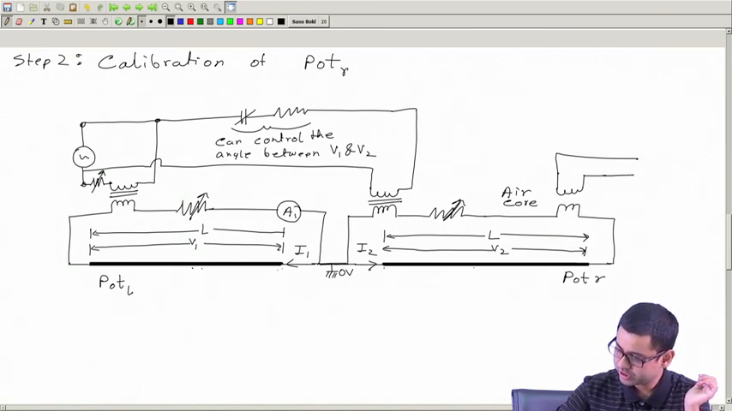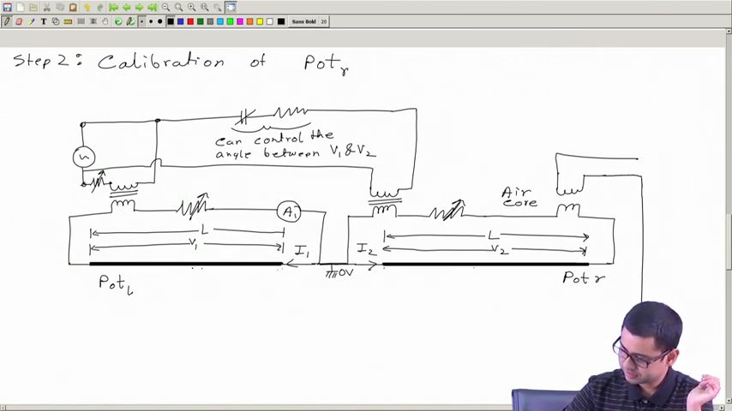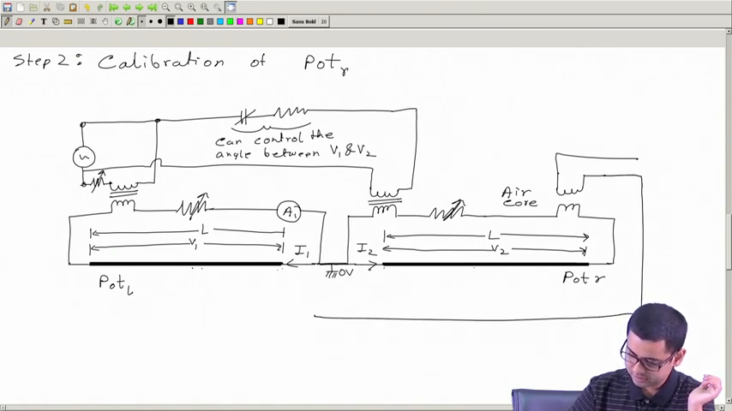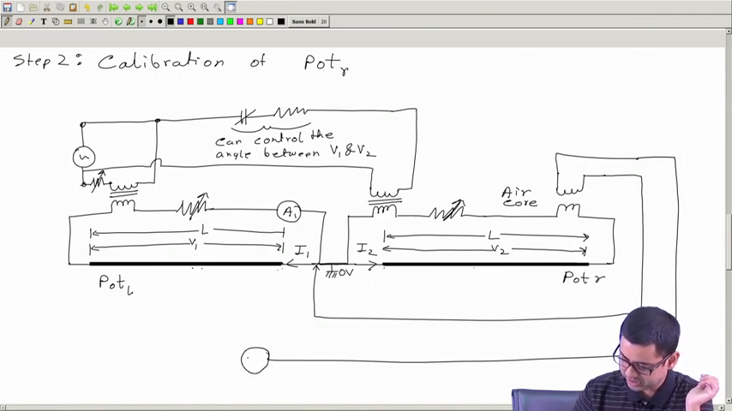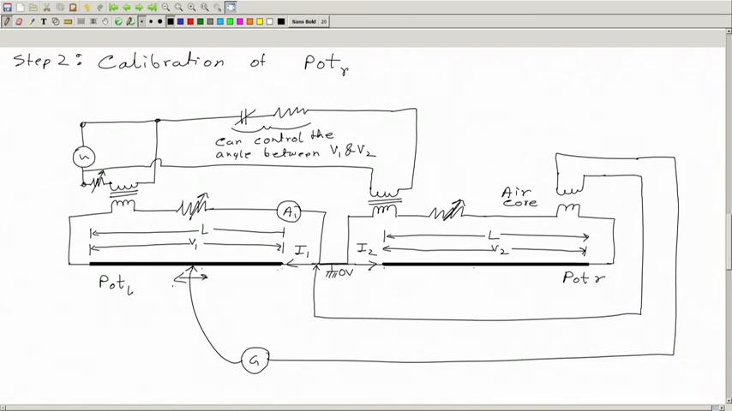This voltage we will bring and connect one side here, and the other side through the galvanometer we will connect it here. This is movable. Now, we need to know the mutual inductance of this transformer, that means between these coupled coils.